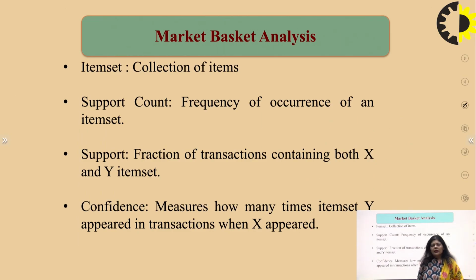So before going deep into the market basket analysis or frequent pattern mining, first of all we need to know certain key terms. The first term here is the item set. An item set is nothing but a collection of different items. The next term is called the support count. Support count is the frequency of occurrence of an item set. So how many times the item or the set of items is listed or purchased in your data set, we need to count the occurrences, and that way we can find out the support count.